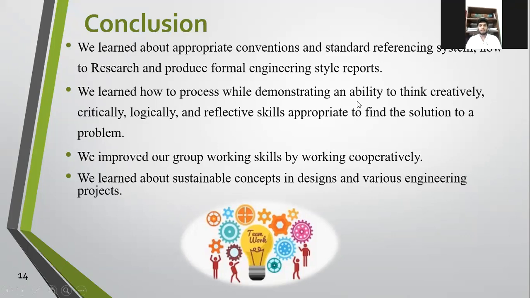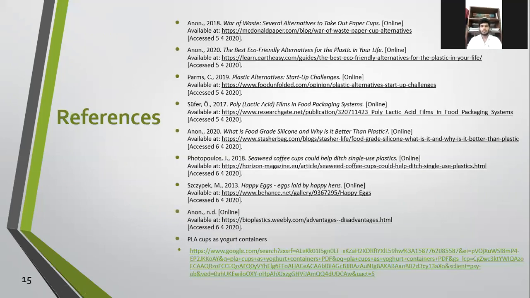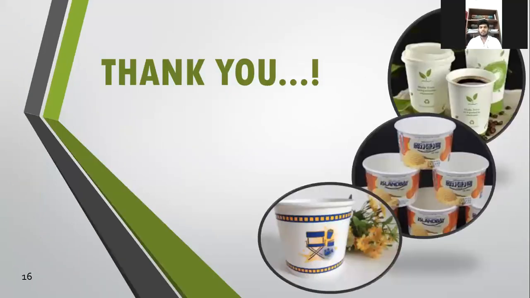Okay. Next, I am going to explain the final outcome of this project. The main thing that we have learned is how to give an engineering solution to a problem in society, as well as how to produce a formal engineering report. As this is a group work, we also improved our group working skills. Finally, I would like to say we learned how to apply sustainable concepts to engineering projects. So that's the end of our presentation. Thank you.